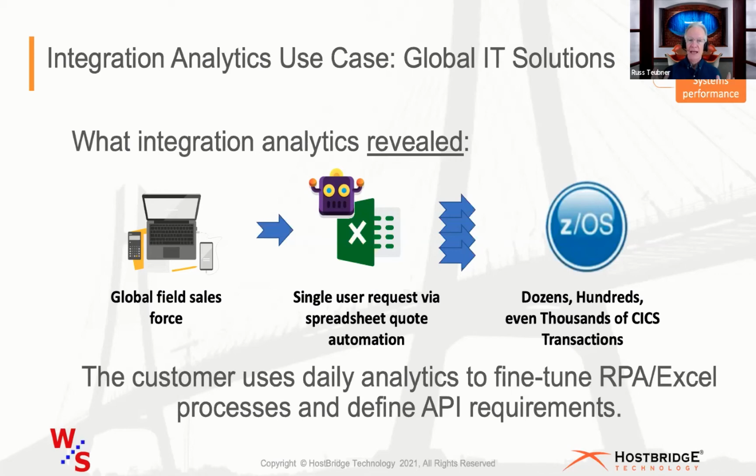But they had this problem globally, and so we stood up our integration analytics. We first of all did the integration analytics using our systems to see the problem. They then actually licensed the software to run it daily on their own infrastructure so they can see what's really going on. What it revealed were huge opportunities for optimization, to reduce their transaction volume, to define API requirements. And that really leads us into this next slide, Jerry.